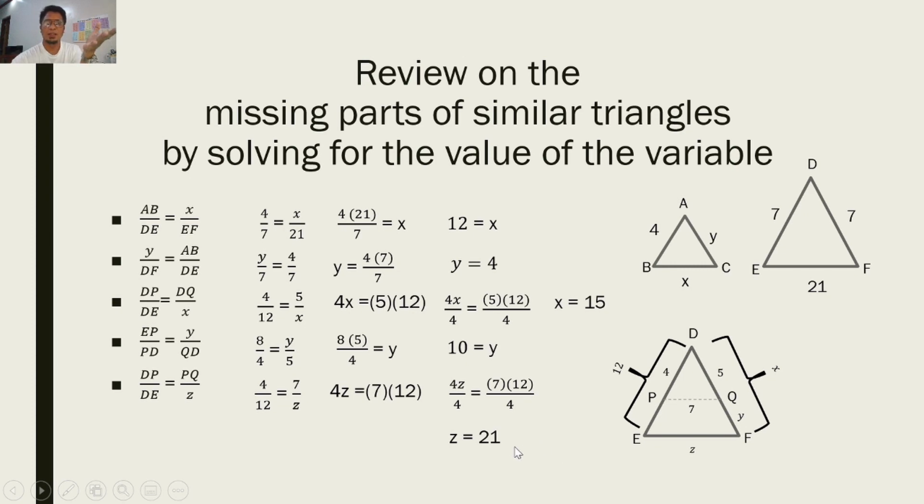So I hope you're getting the hang of it kung paano po makakapag-solve sa similar triangles. Sa mamaya, try po natin.